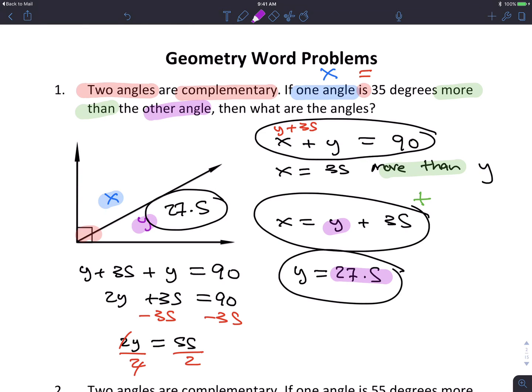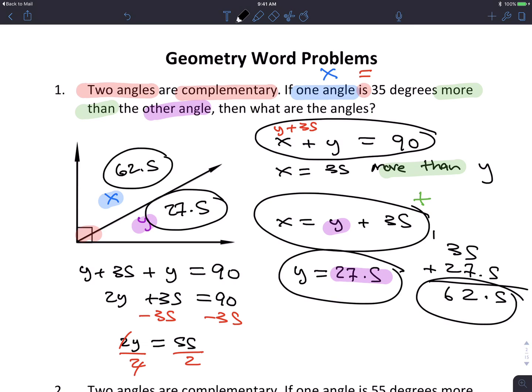We now get the x value very simply by adding it to 35. So we take our 35, and we add it with the 27.5. So we get 62.5. This is my value of x. So x here will be 62.5. Now if we add those two together, we do get 90. So this is how we solve these geometry word problems.